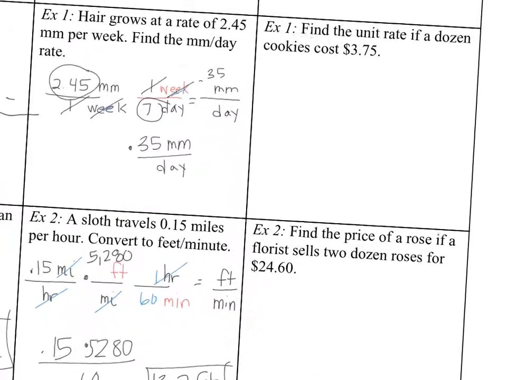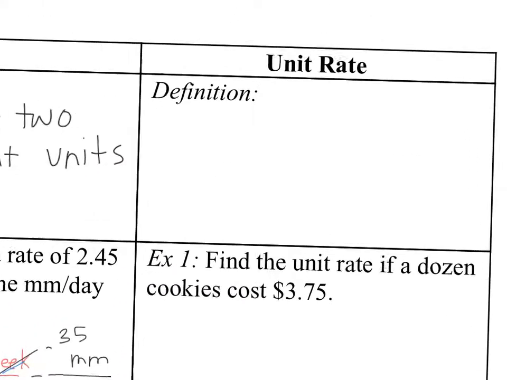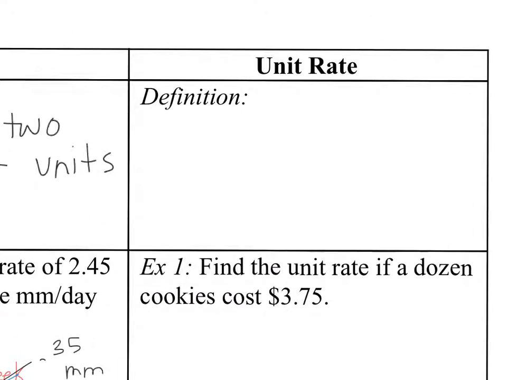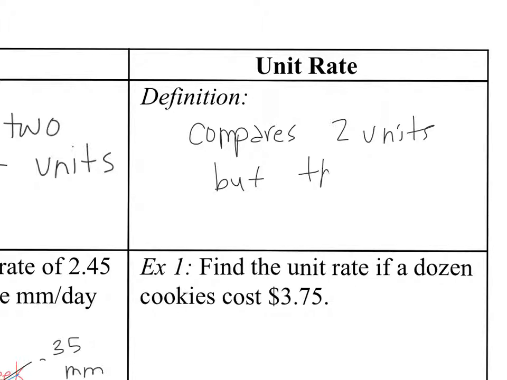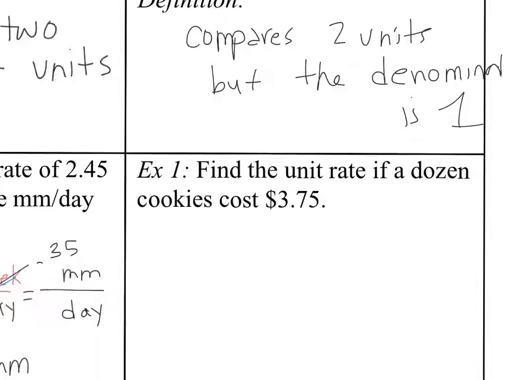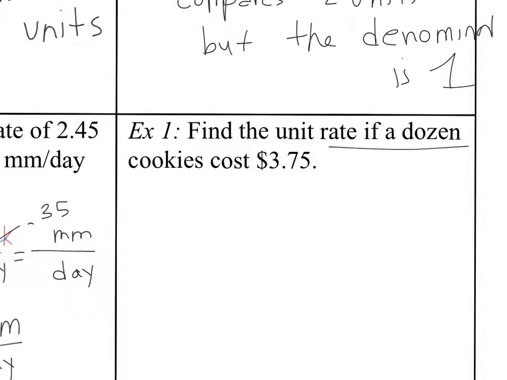Okay, and the last thing we have is what's called a unit rate. So a unit rate compares 2 units, but the denominator is 1. So example 1, find the unit rate if a dozen cookies cost $3.75.